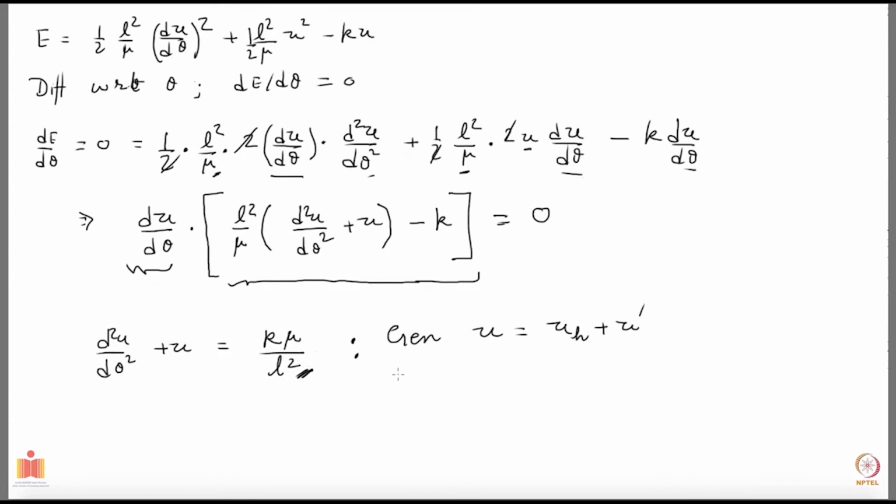And your u homogeneous is easy, you already know that. u will be some constant which I want to call, let me call it C. C doesn't look good.